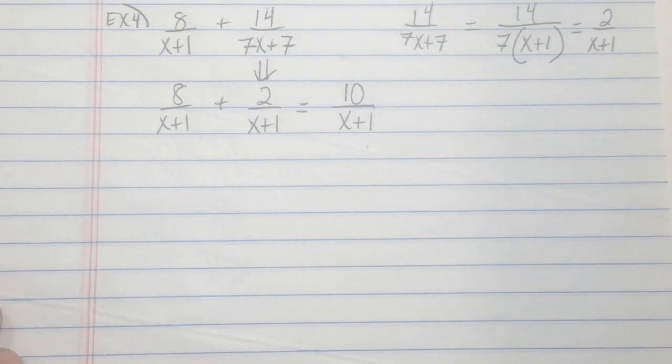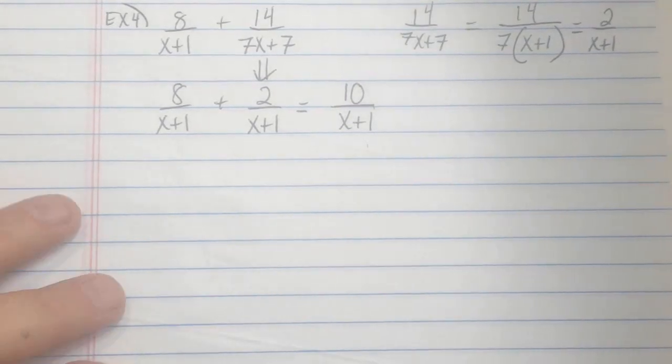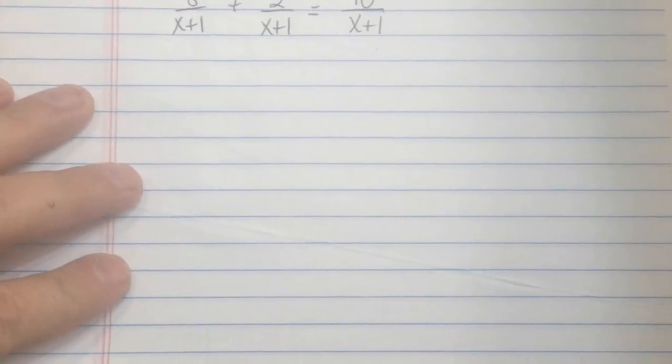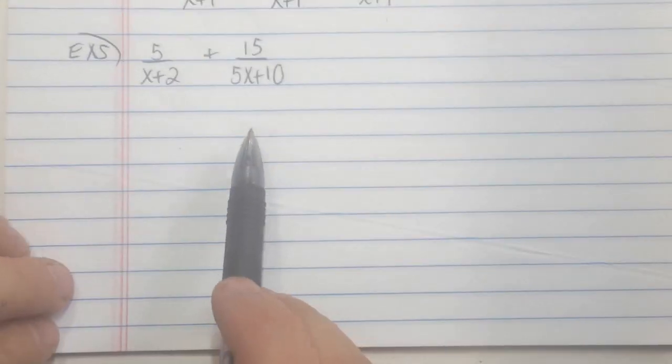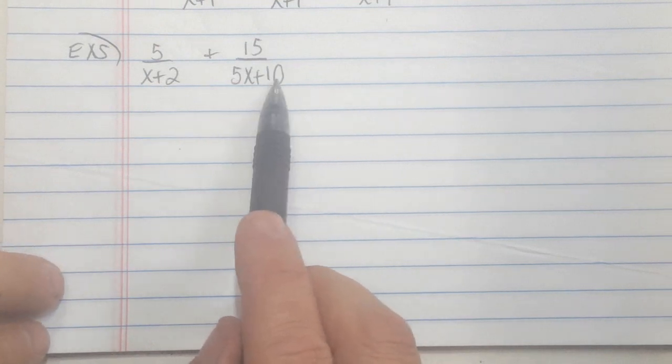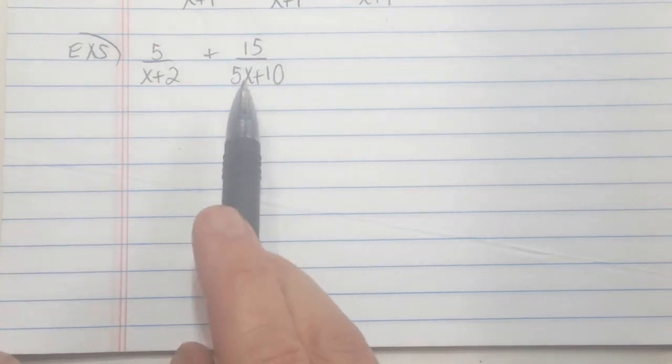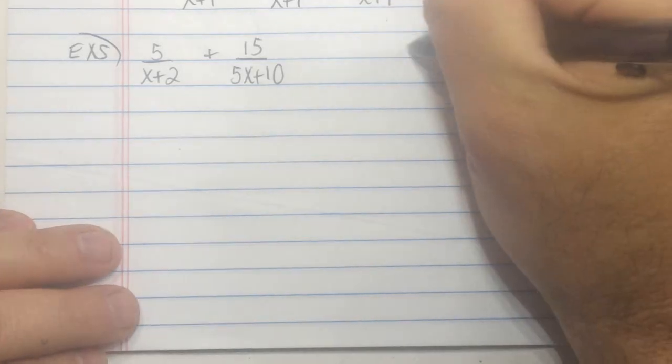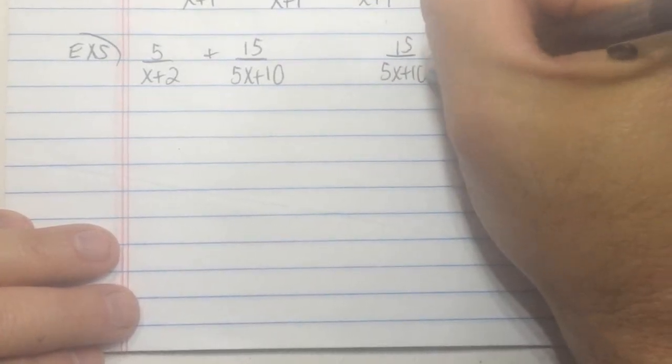All right. So we'll do one more of those because I know they're, like I said, a little bit different. The other one, when I did a similar question, it gave me 5 over x plus 2. We'll call this example 5. Plus 15 over 5x plus 10. And again, what you'll notice is, okay, there's nothing I can factor out of this one, but if you look here, 5x plus 10, what can I pull out of 5x plus 10? What goes into both 5 and 10? The answer is 5 will go into both 5 and 10.